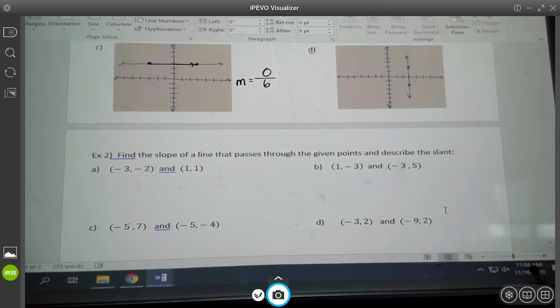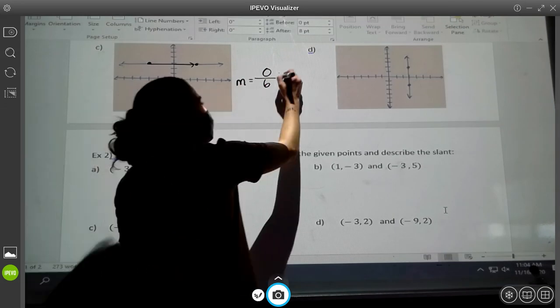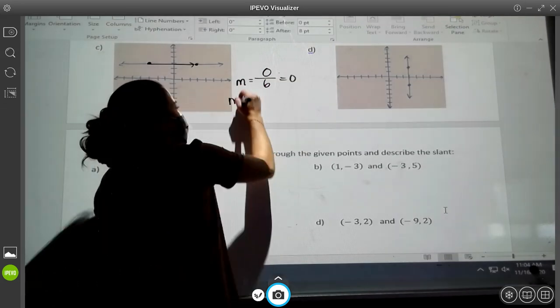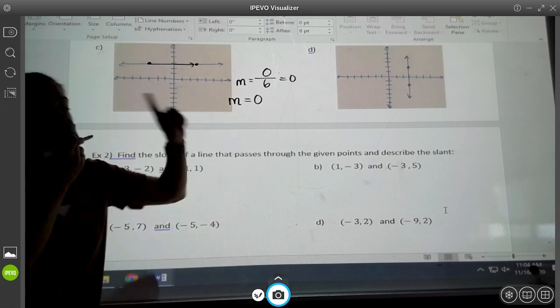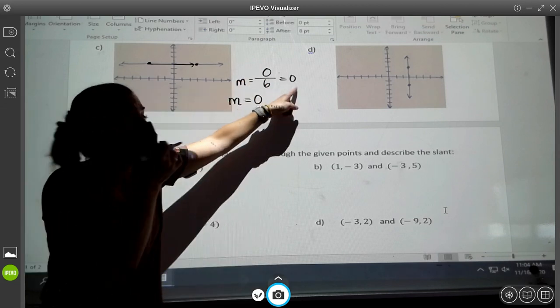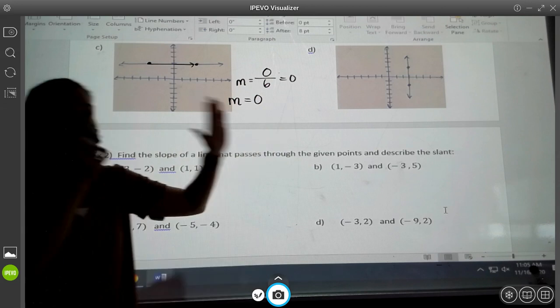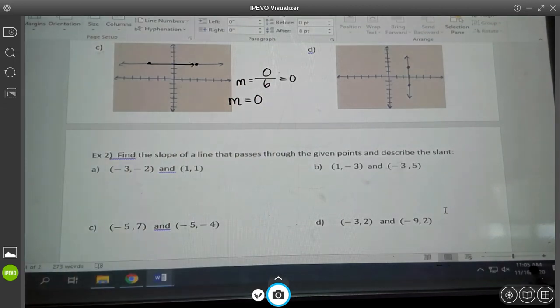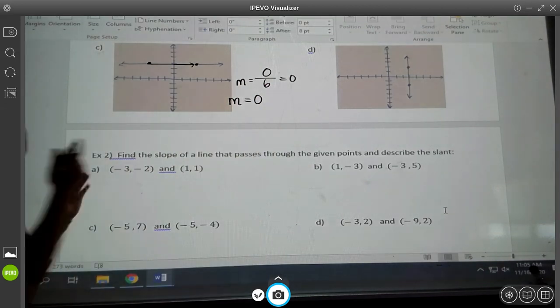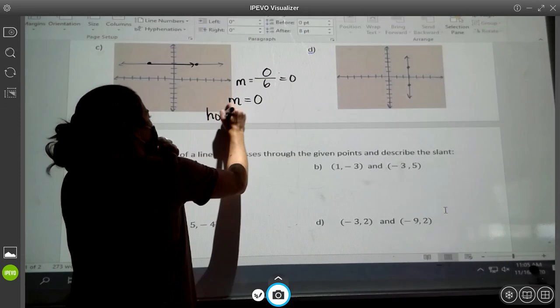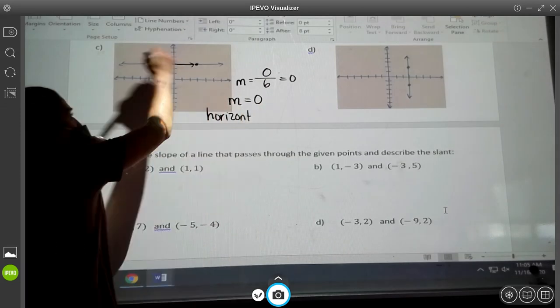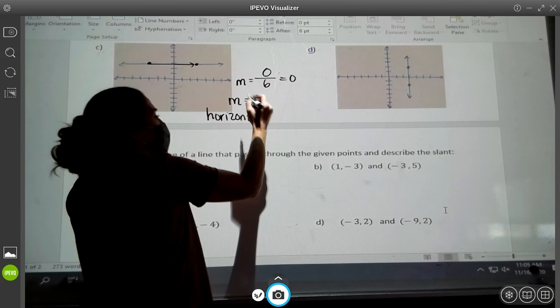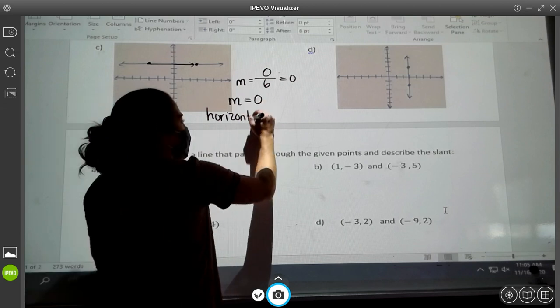Guys, in the world of math, what's 0 divided by any number? 0. So your slope is 0. It is not 0 over 6. You must reduce it to just 0. If you put 0 over 6, they're going to mark you wrong. That is not the slope. It's 0. So guys, all horizontal lines will have no change in the y's, so they always end up with a slope of 0.